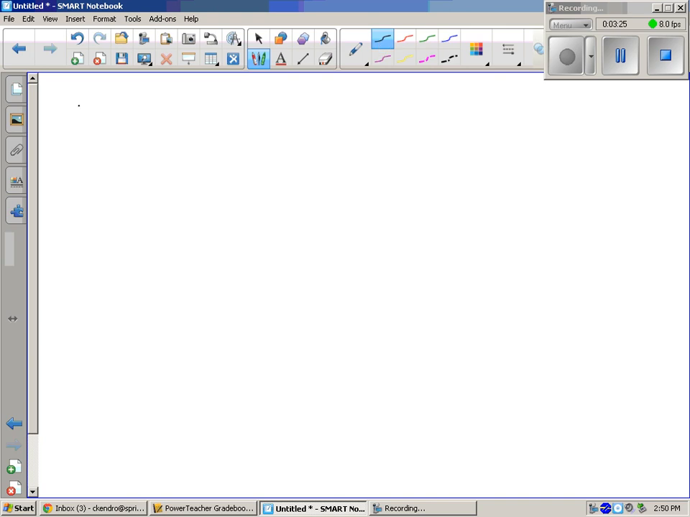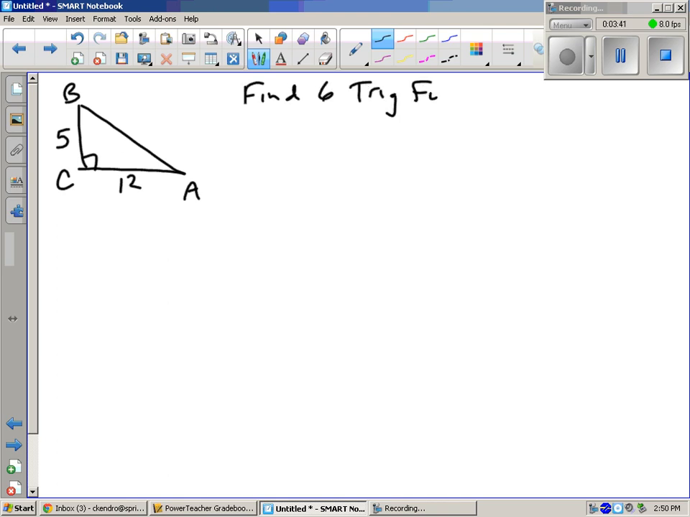All right, so let's do a problem that involves all 6 of them. I have this triangle, and I'll call this A, B, and C. And we know that this side is 5, this side is 12. I want to find the 6 trig functions. Now remember the first 3 letters of the word functions. Okay? It is fun. You just have to believe it.